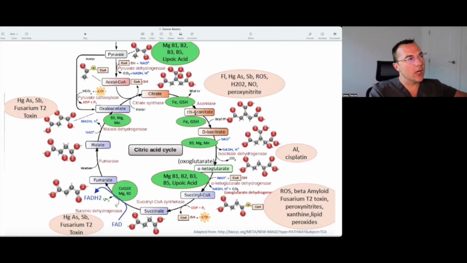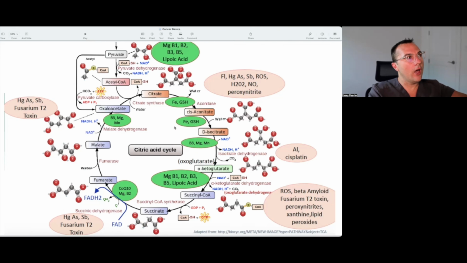And then you're going to see a couple of things. You're going to see a green bubble and a salmon-colored bubble. The green bubbles are an important reminder of why we all need micronutrients. Here we have iron, magnesium, B1, B2, B3, B5, lipoic acid, manganese, et cetera. These are cofactors for these enzymes to functionally work. If we don't have those cofactors, then aconitase cannot convert citrate to the next intermediate. Or isocitrate cannot be converted to alpha-ketoglutarate via the enzyme isocitrate dehydrogenase without B3, magnesium, and manganese.